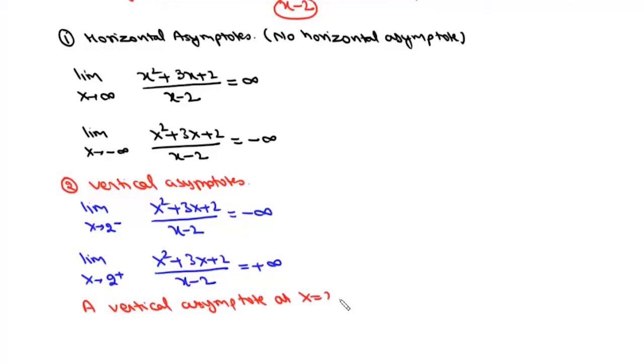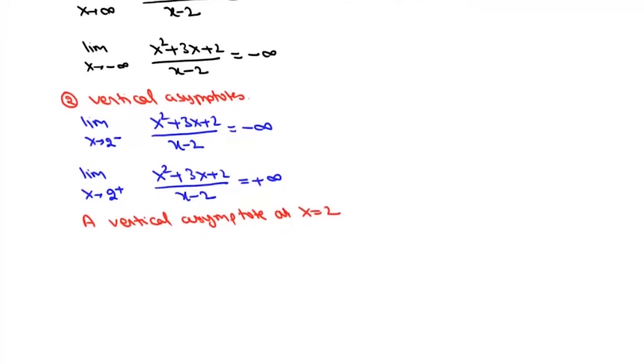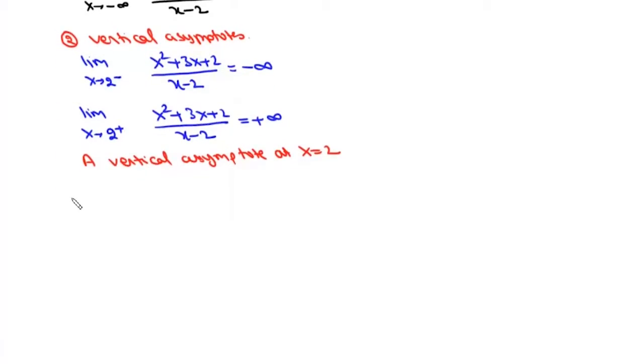at x equals 2. Now for rational functions, there is a direct shortcut or a direct way to calculate oblique asymptotes. So here we'll calculate oblique asymptotes for this function. Now basically in rational functions, oblique asymptote will occur if degree of numerator minus degree of denominator is equal to 1.